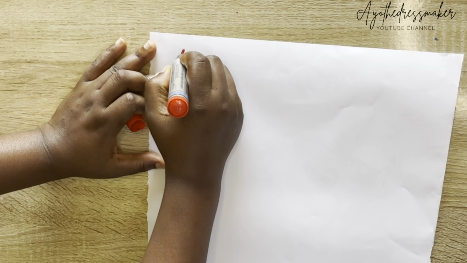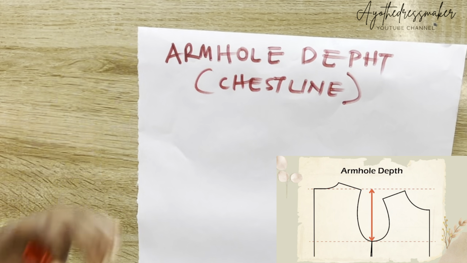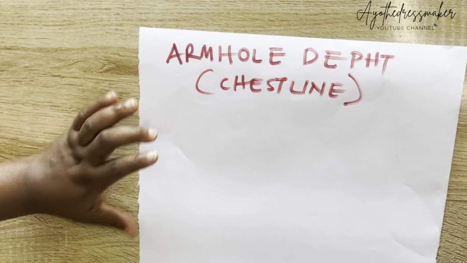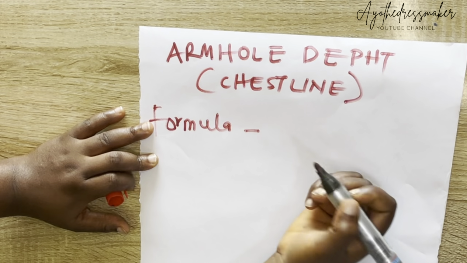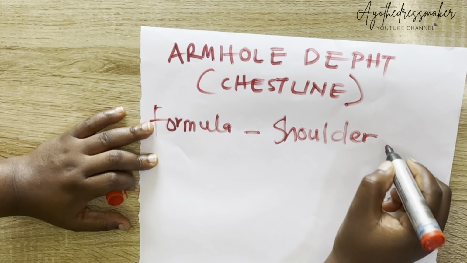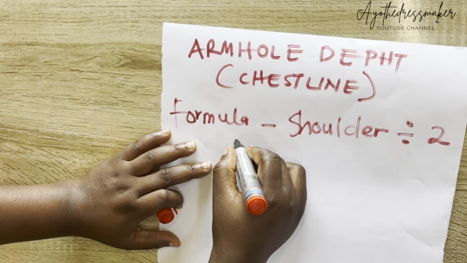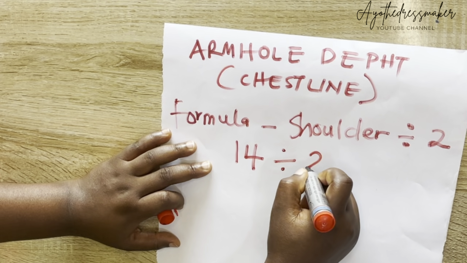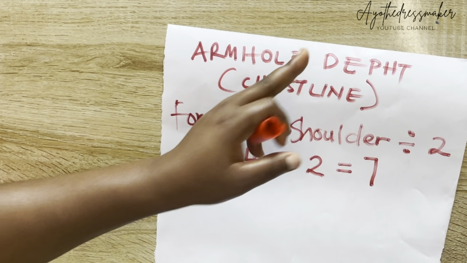And the first measurement that we are going to be dealing with is the armhole depth, and it's also called the chest line. In a situation where you forgot to measure the armhole depth or the chest line of your client, I'm going to be showing you the simple formula to get your chest line, and this is very easy. The formula is shoulder divided by 2. So take for instance, if your shoulder is 14, the next thing you are going to do is just to go ahead and divide it by 2, and this is going to give us 7, and that means that our chest line is 7 inches.